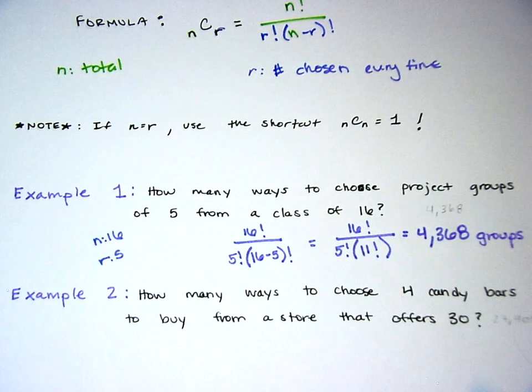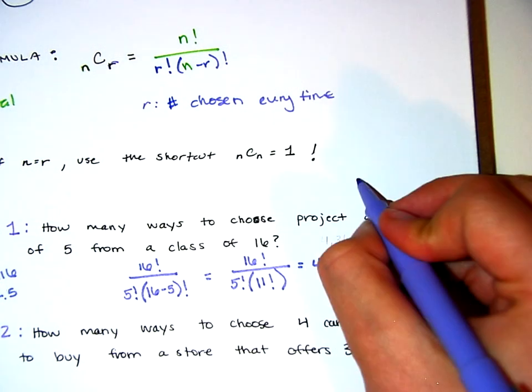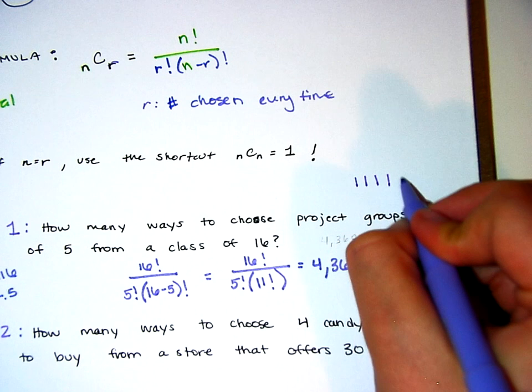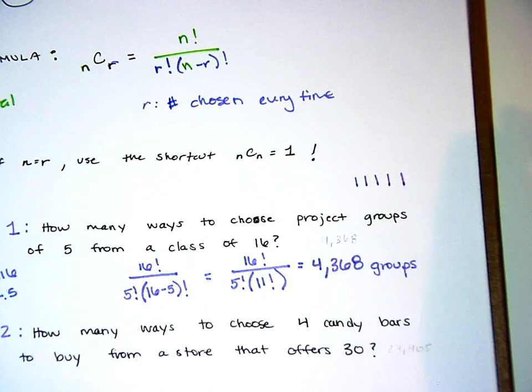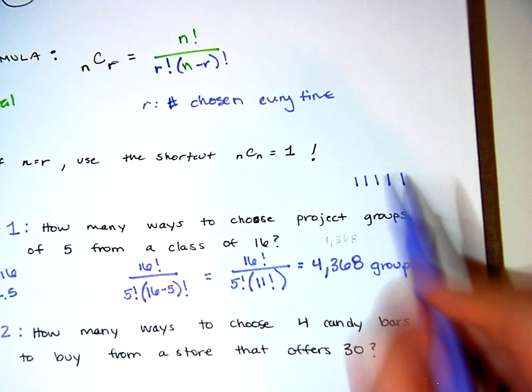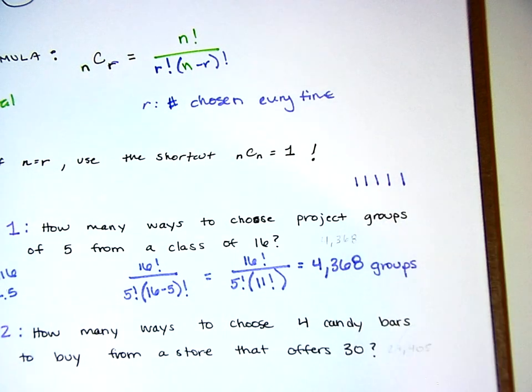Let me just show you real quick why the order doesn't matter in a group. Let's say you have, I don't know, John, Sally, Tiana, Joe, and Bob. That's 5 people, right? It doesn't matter what order you put these people in, it's still the same group of 5. So that's why this is a combination, not a permutation.